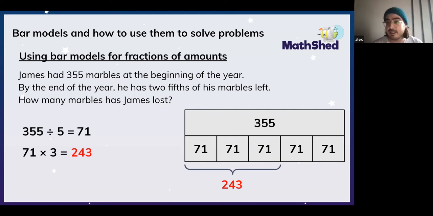I think it's 213. But the point remains the same, that we can use bar models for fractions of amounts. We divide first and then multiply. We can use the same bar model that we would use for division.